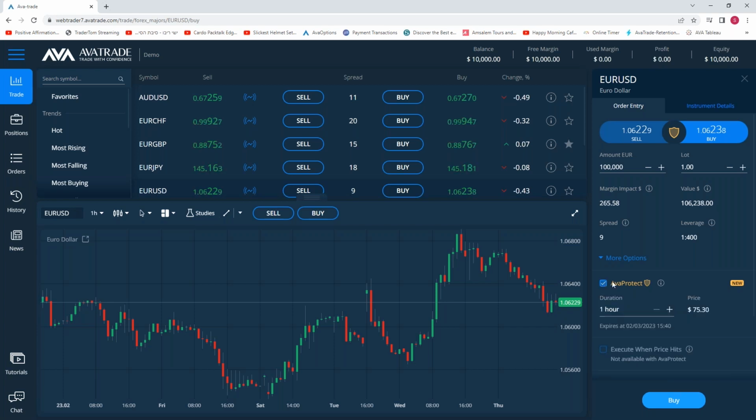If you're using AvaProtect and you want to cover yourself for 1 hour, hoping of course it's going to go up and you make money, but you want to be protected for the downside. If the downside is about $200, it's kind of attractive. Instead of risking $200, it costs you $75. Within that 1 hour, you are covered.